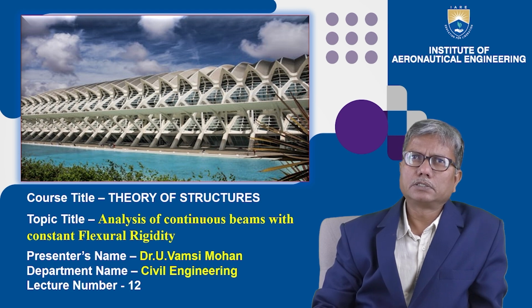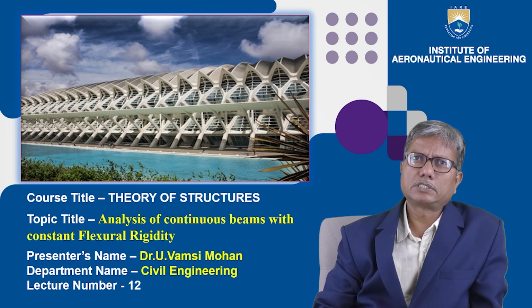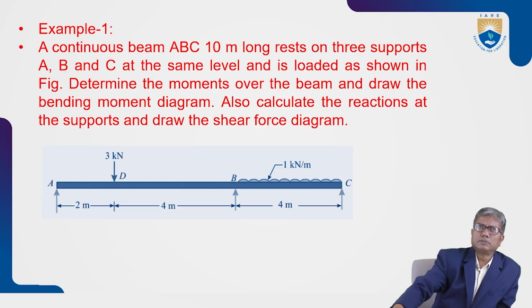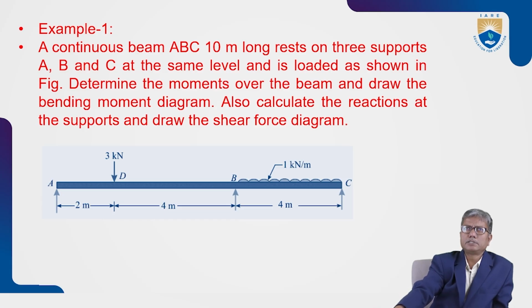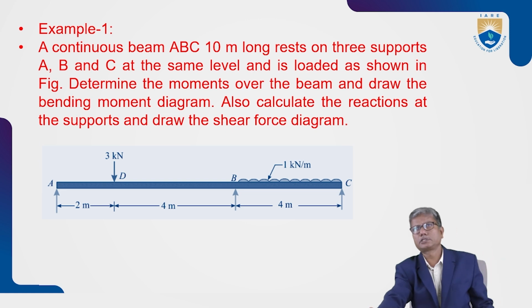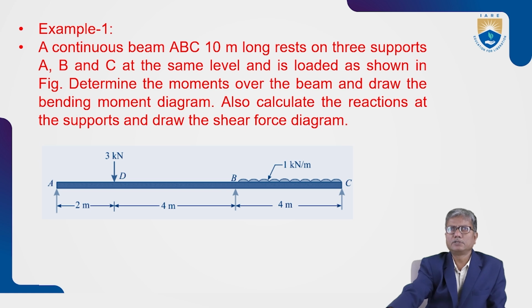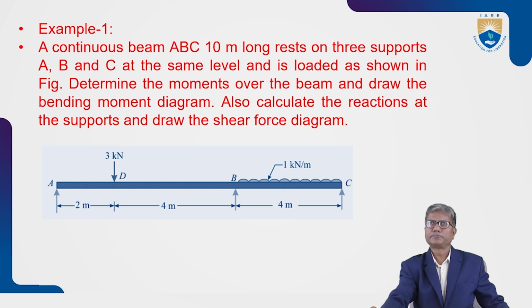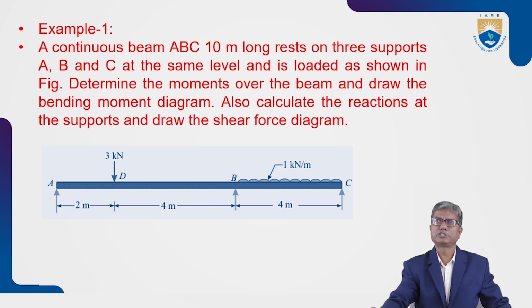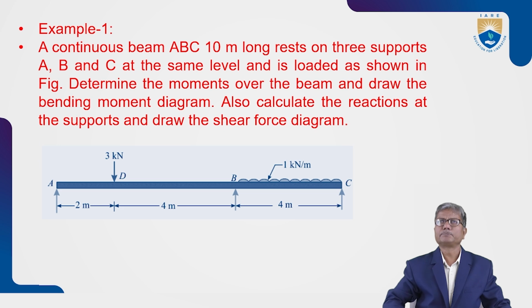Now let us see the continuous beam with flexural rigidity being constant for all the spans. It reads like this: a continuous beam ABC 10 meters long rests on three supports A, B and C at the same level and is loaded as shown in the figure. Determine the support moments and draw the bending moment diagram. Up to that, we will see calculating reactions and drawing the shear force diagram later.